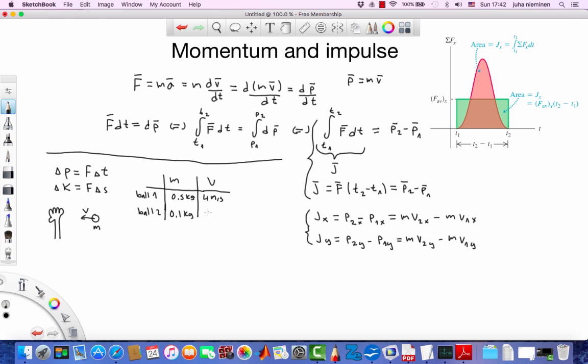The heavier ball is flying at 4 meters per second. The lighter one, much faster, 20 meters per second, 5 times faster. So this means that the product P, which is mv, is going to be the same for both. So 2 kg meters per second, and also 20 times 0.1 is 2 kg meters per second. And the question is, which one is hard to stop?